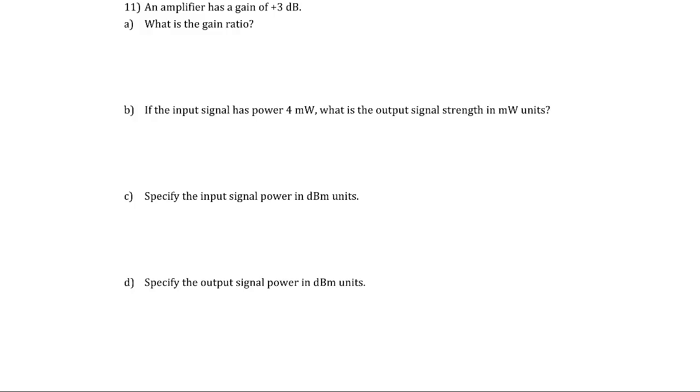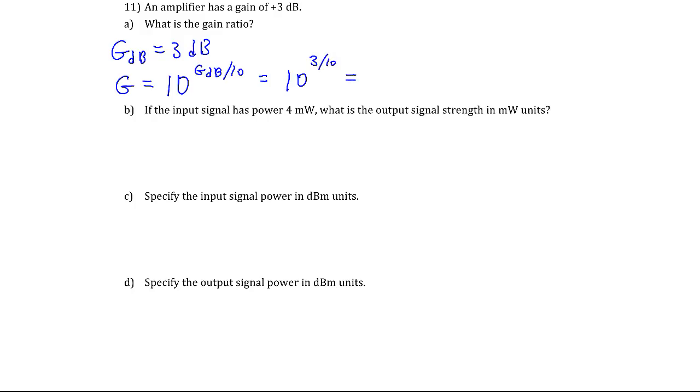What I'm going to do then, this problem seems to be asking for us to work in milliwatt and gain ratio first. And so basically this problem is asking you to do it both in decibel units and linear units. Gain ratio, let's write the known value first. Gain in dB is 3 dB. And so the gain as a ratio is 10 raised to the gain in dB over 10. 10 to the 3/10. And this turns out to be just about 2. I think it's 1.995, something like that.